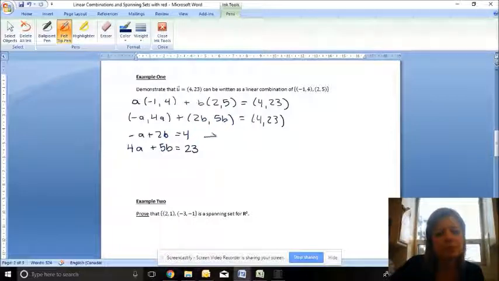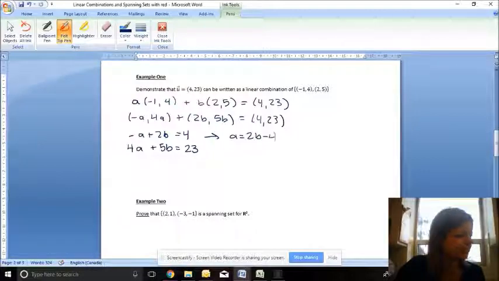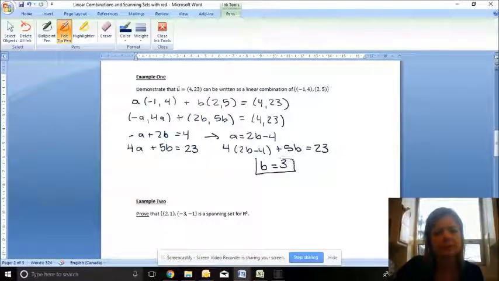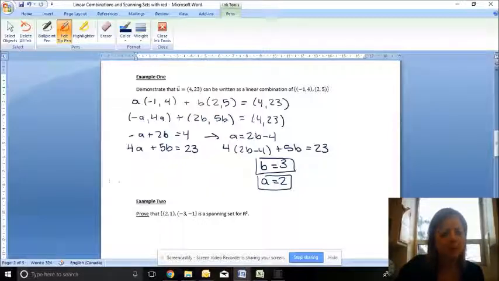So I use substitution. I just rearrange this to be a equals 2b minus 4. And then sub that in to the other equation. Okay, and then you simplify and collect like terms, and you get that b is equal to 3. And then you can sub that back in, and you get that a is equal to 2. So therefore, the linear combination that works is 2 times (-1, 4) plus 3 times (2, 5), that gives you the resultant vector (4, 23).